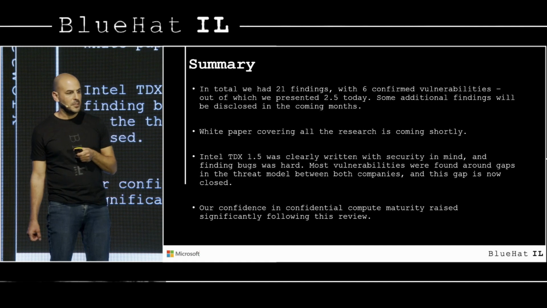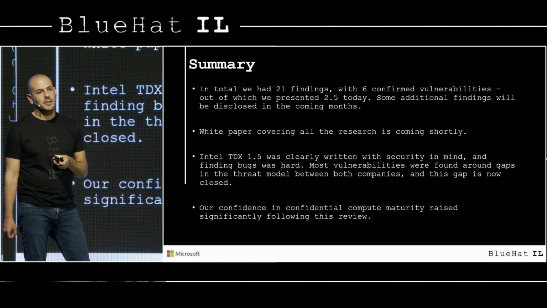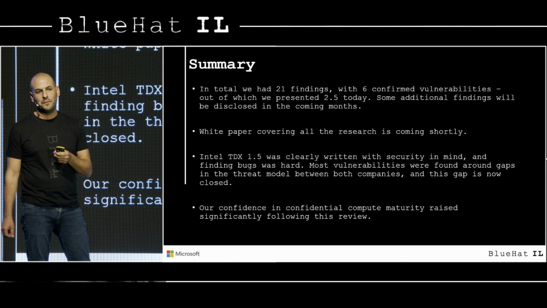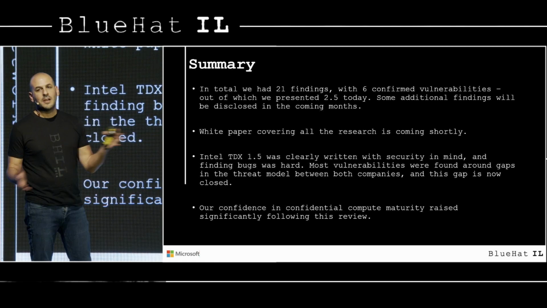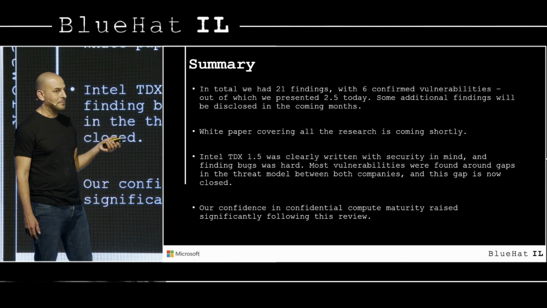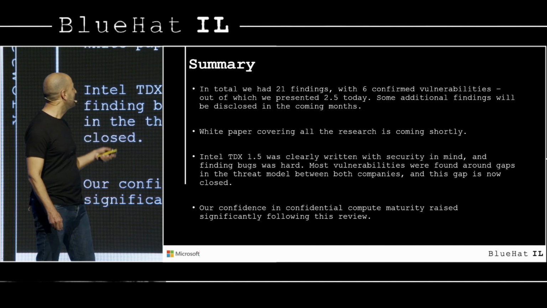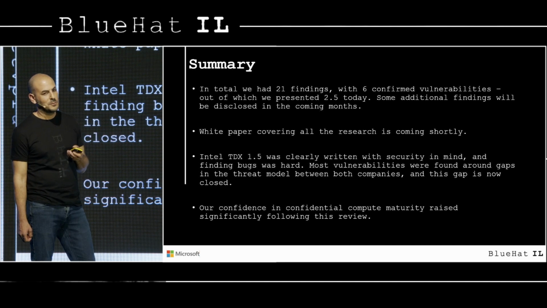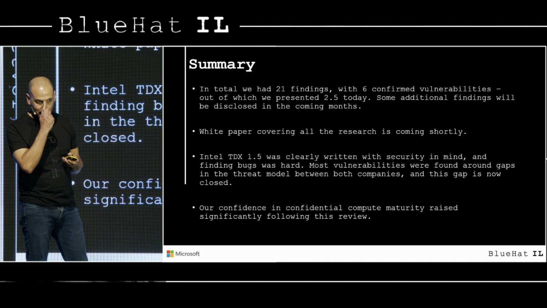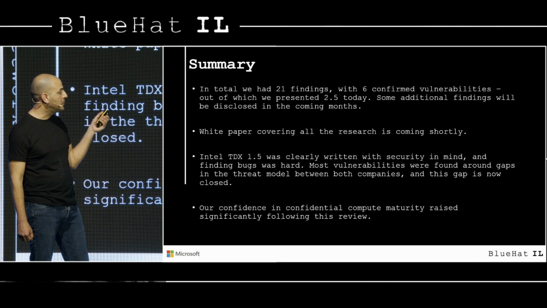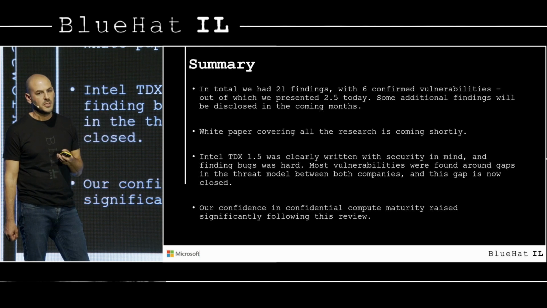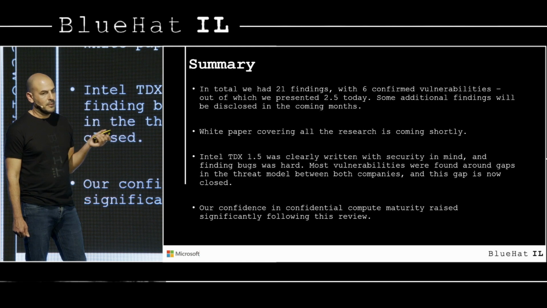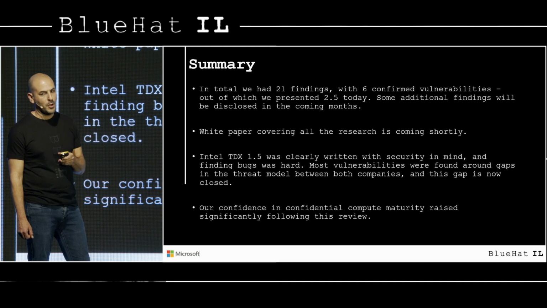Let's talk about the summary. So actually, there is something to look forward to. We didn't cover everything we found, and the best is yet to come. We have 21 findings with 6 vulnerabilities. And some of them are still being fixed, or fixes will be issued in the coming month. And a white paper will be coming probably around August.